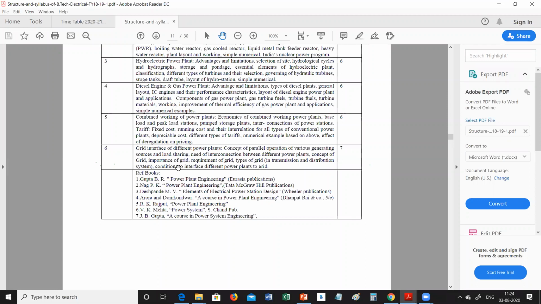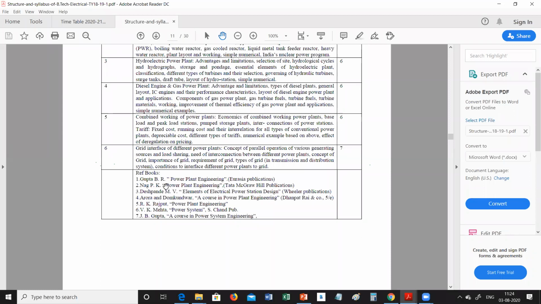Means whatever energy is developed by the solar must be converted into 50 hertz AC, of the same voltage level as that of the MSCB supply. In that case only can you feed the energy to the MSCB. Like that, we have to see other cases in the sixth chapter.